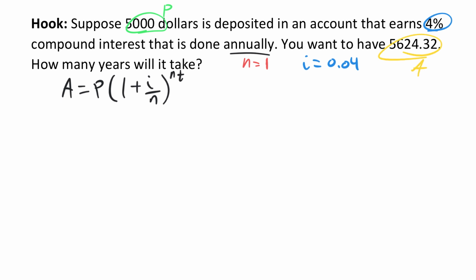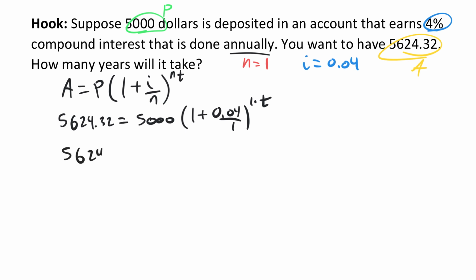So we can plug everything into our formula, and we're going to get 5,624.32 is equal to 5,000, 1 plus 0.04 divided by 1 to the power of 1 times t. So notice the t, the time, is unknown, so we're going to leave that as a variable here. And I guess I could simplify this: 0.04 divided by 1 is just 0.04, so this would be 5,624.32 equals 5,000 times 1.04 to the power of t.